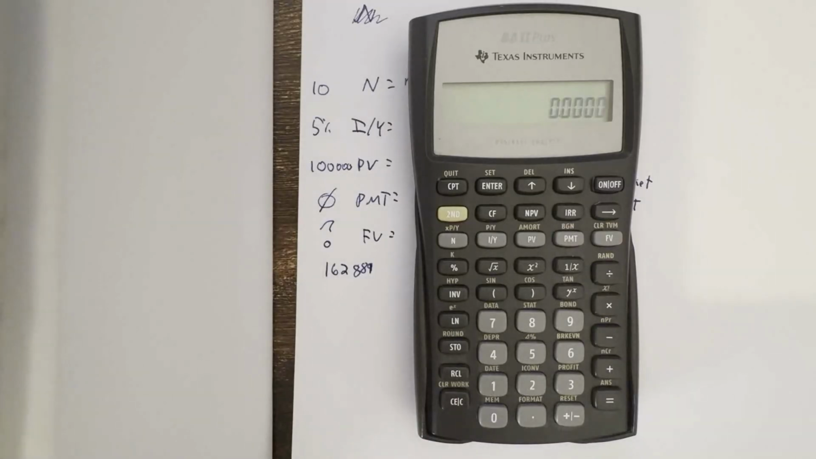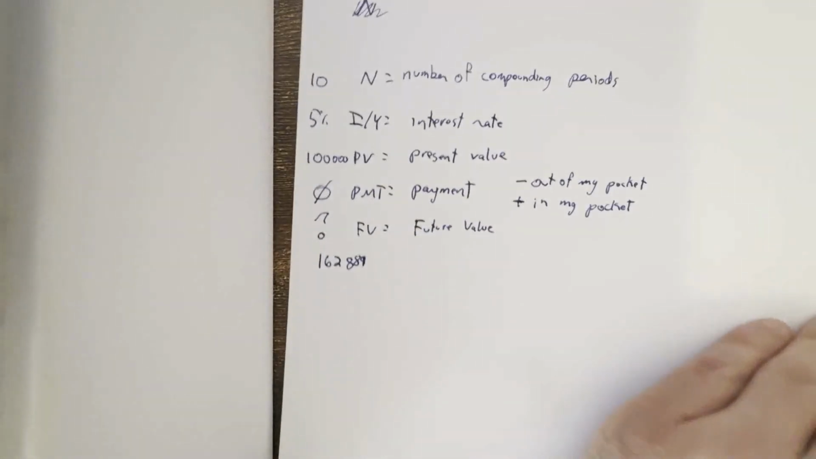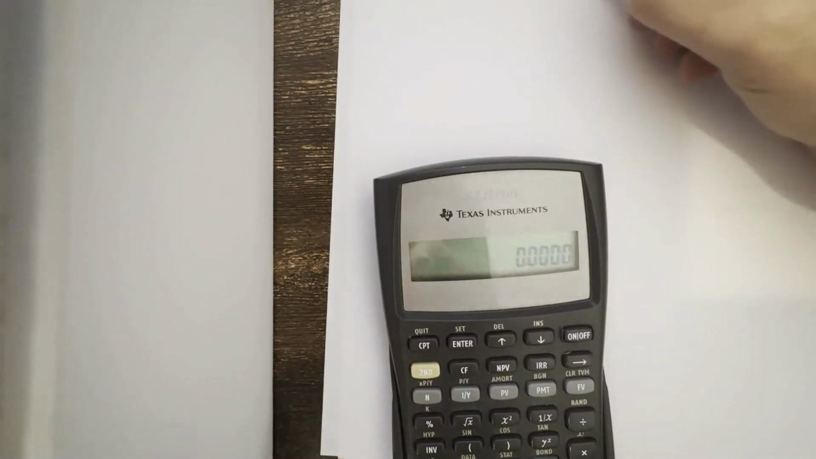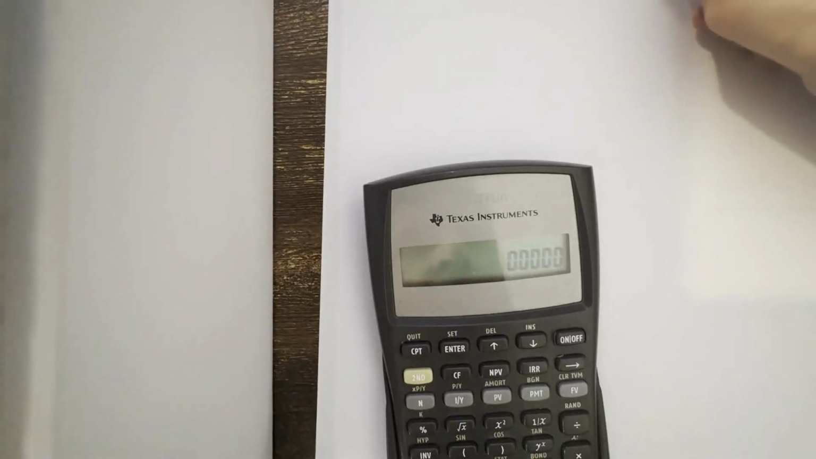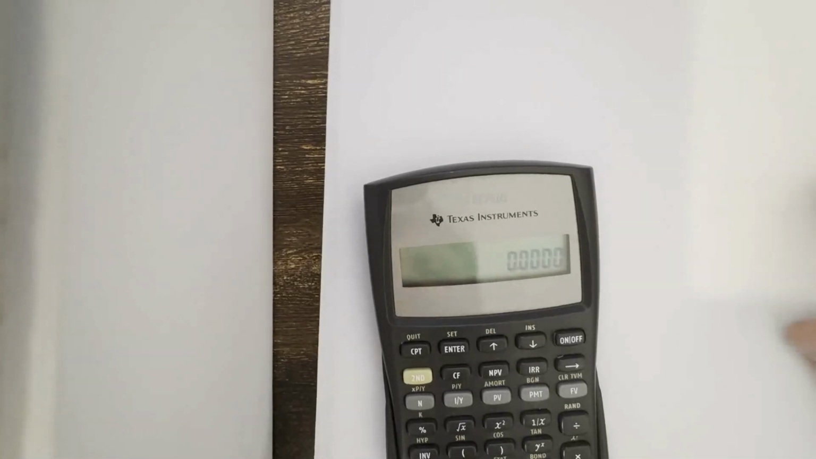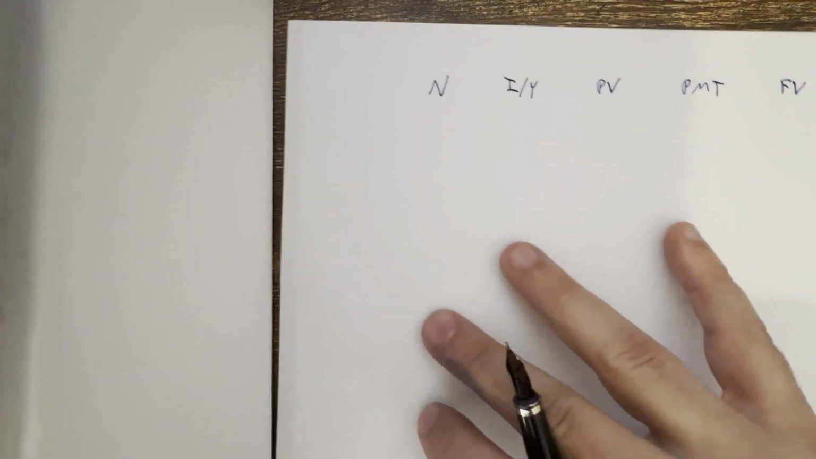So here's the thing. What we're going to do here, I'm just going to move this, I'm going to switch that right around like this, and we're going to go over a few different examples. Actually, why not let's start off with a new piece of paper here. So let's not forget we had N's, I/Y's, PV, PMT, and future value. Got it all right there.